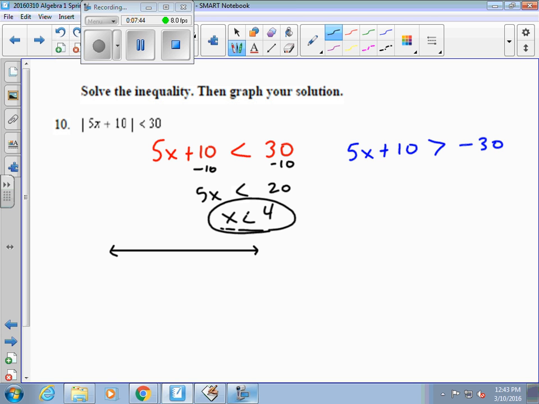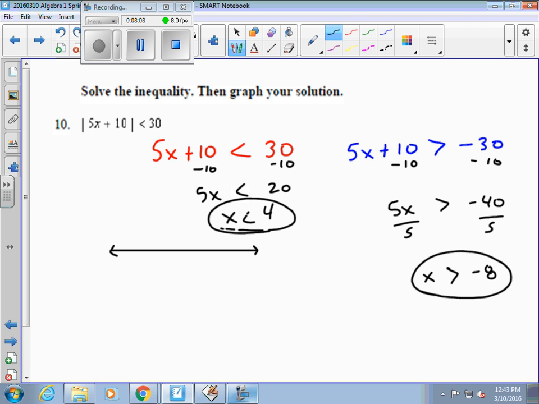For the other one, it says plus 10, so subtract 10 again, the same steps. 5x is greater than -30 minus 10, which is -40. Divide by 5 on both sides. x, -40 divided by 5 is -8. But we're dividing by a positive. There's no reason to reverse the symbol. It will remain greater than.